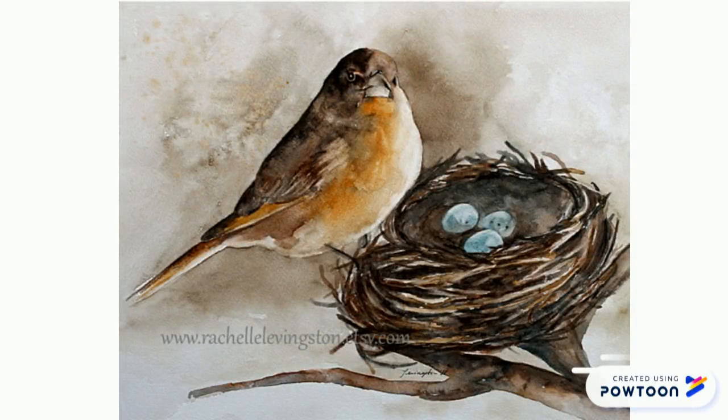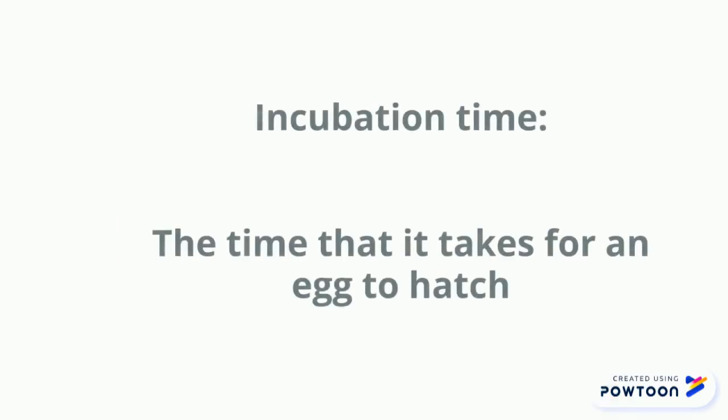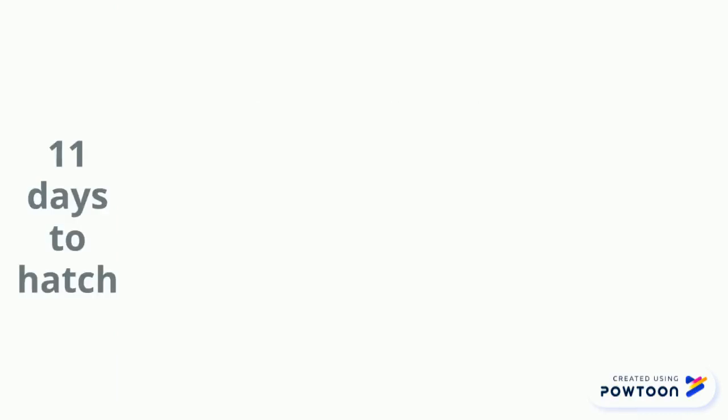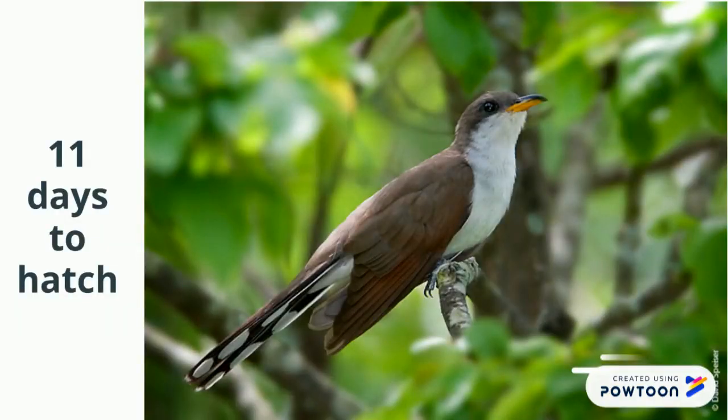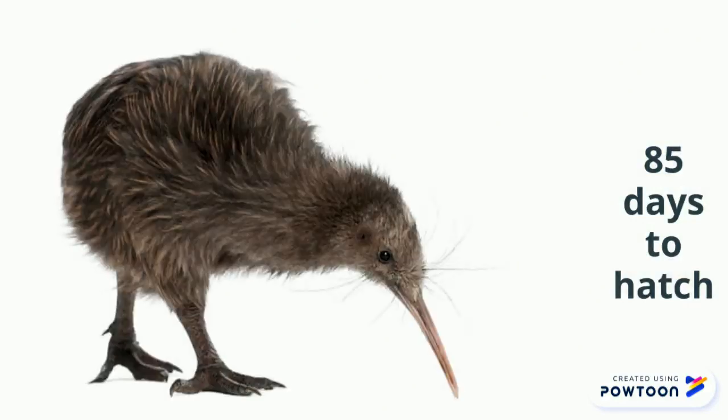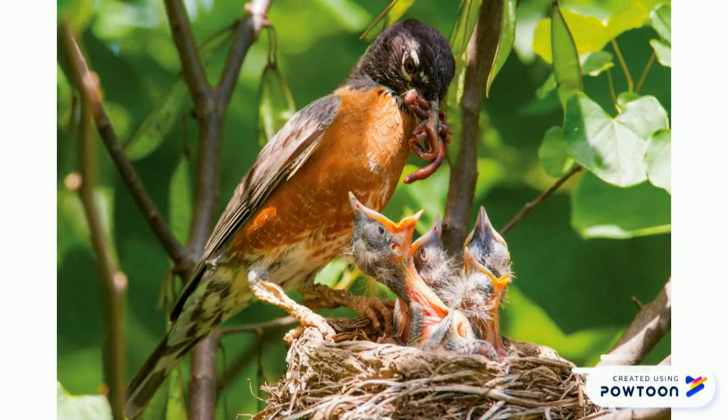As an egg, the mother would sit on them, keeping them warm until they hatch. The incubation period varies with each bird species. Incubation can last as little as 11 days, as in the yellow-billed cuckoos, and as much as 85 days with the brown kiwi.